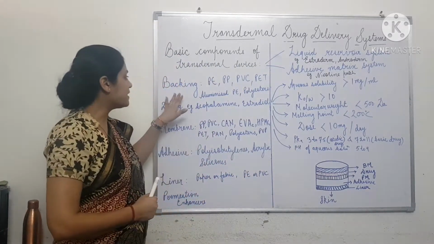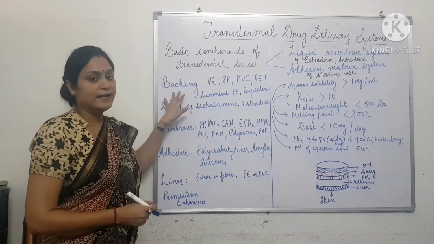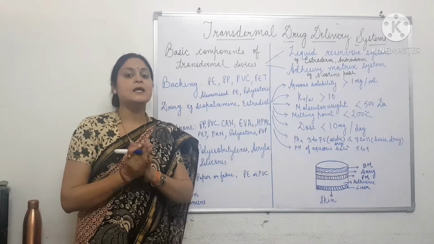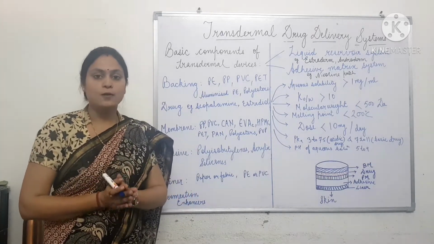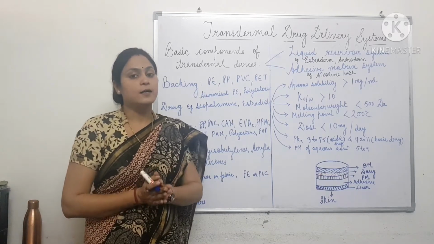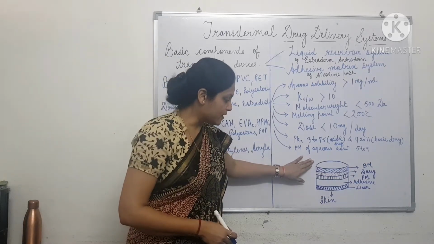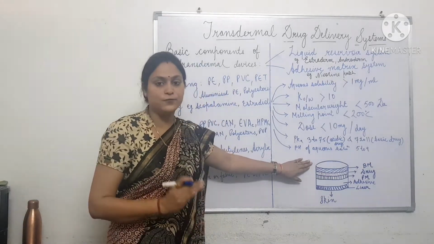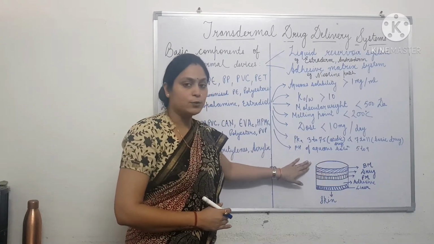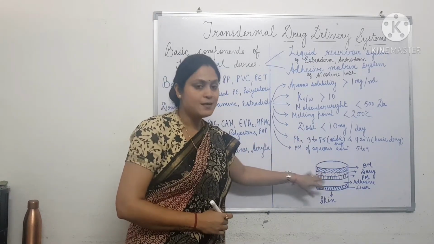So starting with the backing membrane, this is an impermeable layer which provides support to the drug reservoir. It is sufficiently flexible and strong. It should be strong enough to bond strongly to the drug reservoir, and it is this backing membrane which prevents the escape of drug from the top of this dosage form, so that the drug cannot escape from the outer side. It is only released towards the skin.